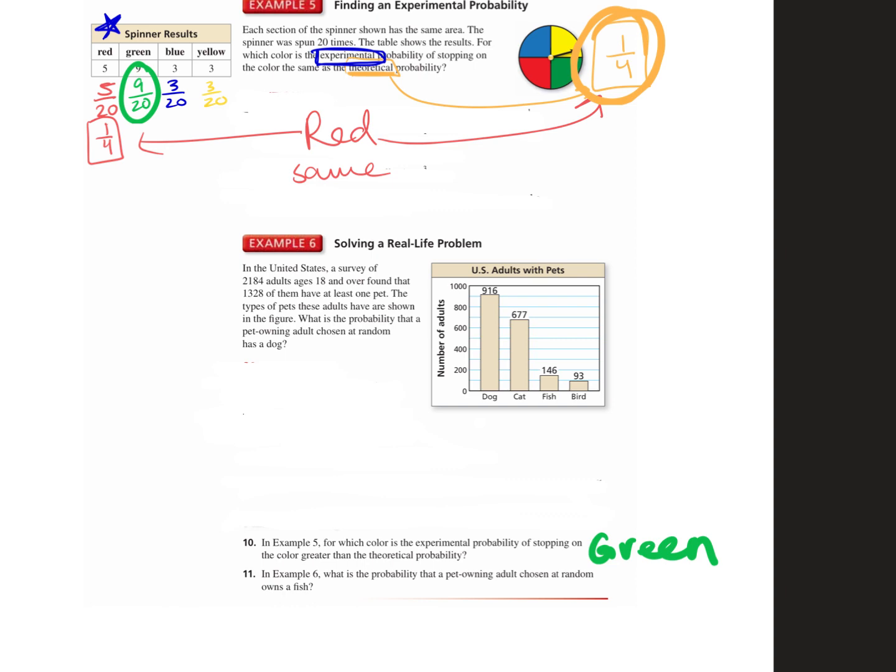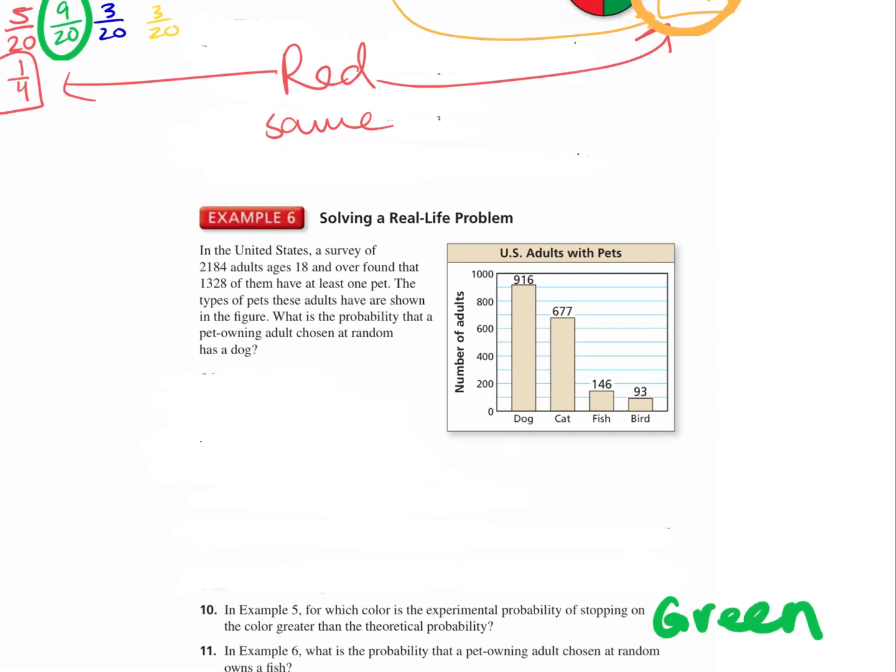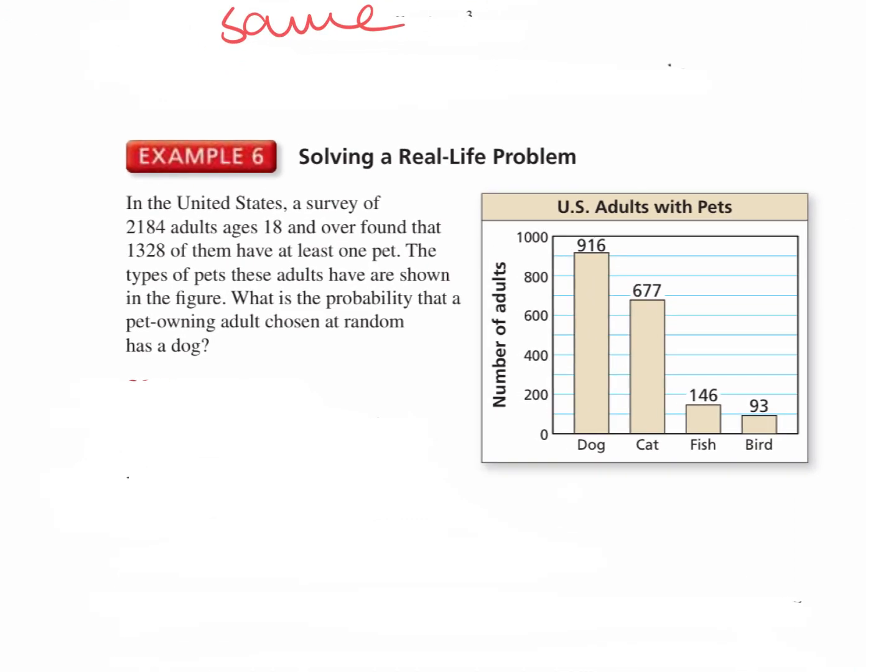So example 6 says, in the United States, a survey of 2,184 adults ages 18 and over found that 1,328 of them have at least one pet. The types of pets these adults have are shown in the figure. What is the probability that a pet-owning adult chosen at random has a dog? So how many have a dog? 916.